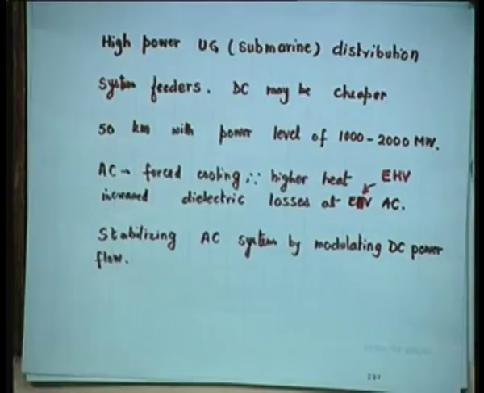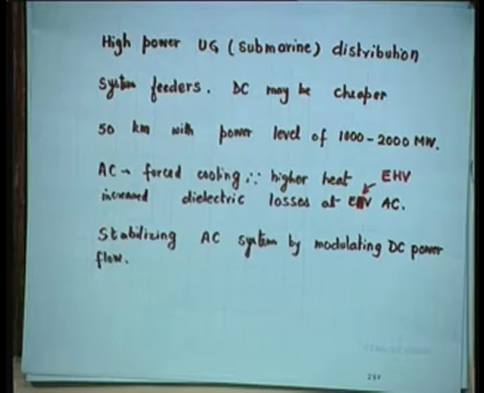High power underground and submarine distribution. Now, do not think that there is no underwater transmission system. We do have, at some places, power transmission being done underwater, a submarine distribution system. DC may be cheaper there, for 50 kilometers with a power level of 1000 to 2000 megawatt. All of you must have heard of Bombay High, where we have the Indian Oil Company. So, you need power there as well.